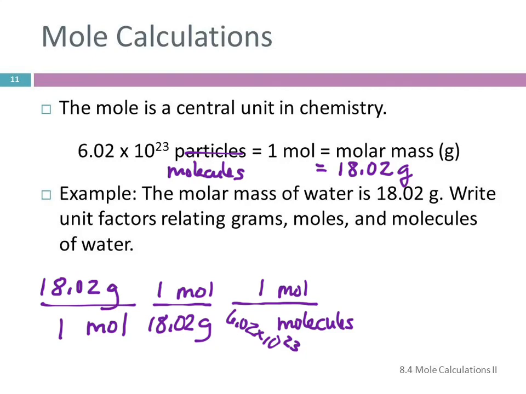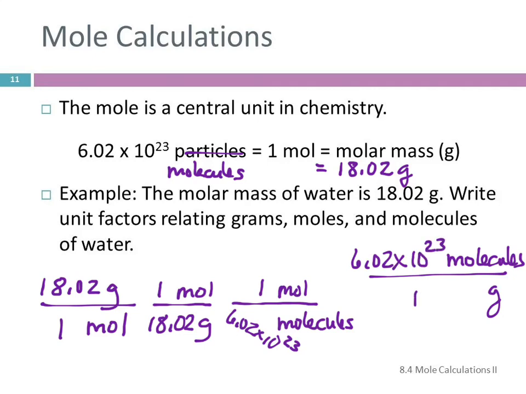So we could also have molecules on top and grams on the bottom. And it would be Avogadro's number of particles, molecules, is equal to 18.02 grams. Because if this equals this and this equals that, then the 2 things on the end are also equal. So Avogadro's number of molecules is equal to 18.02 grams for water. Any questions?